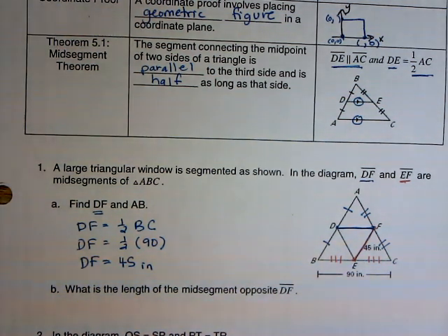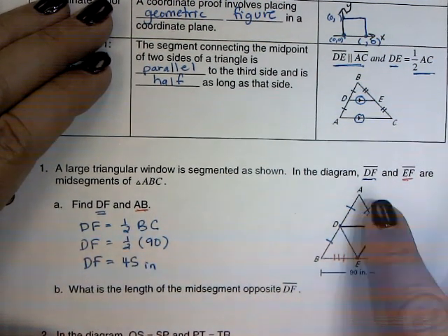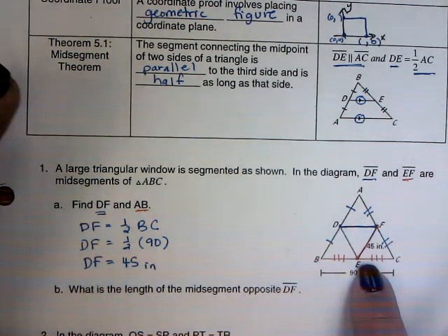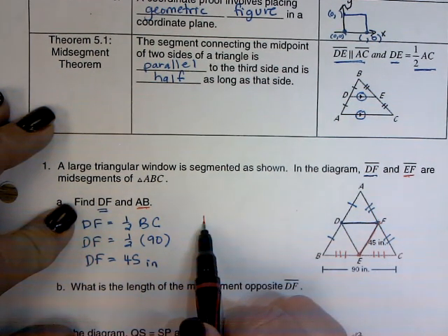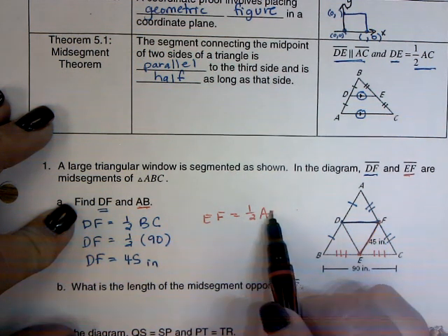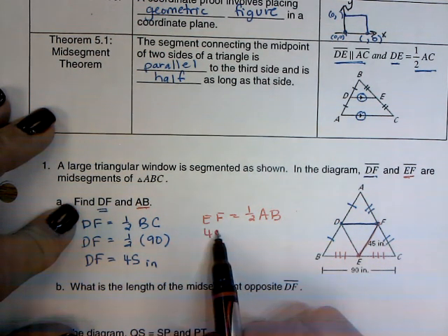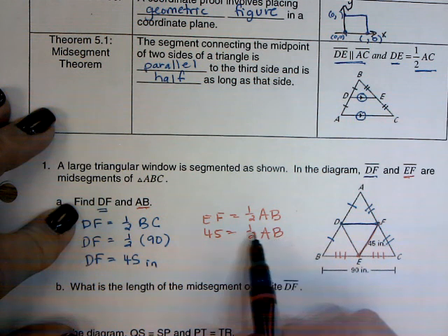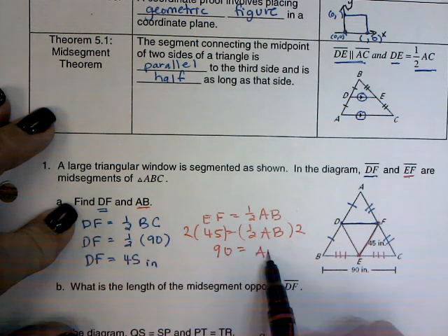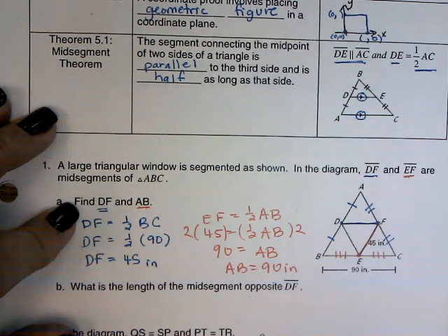Now we want to go ahead and find AB. We know that AB is the side that is opposite of that midsegment EF. So again, we know that the midsegment EF is 1/2 of the length of AB. That's what the theorem tells us. We know that EF is 45. We're trying to find AB. So, a little bit of algebra. And label my answers.